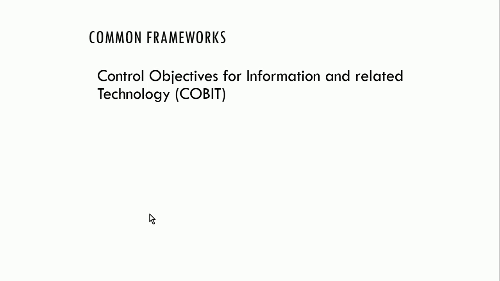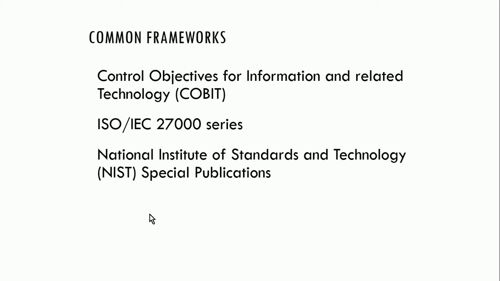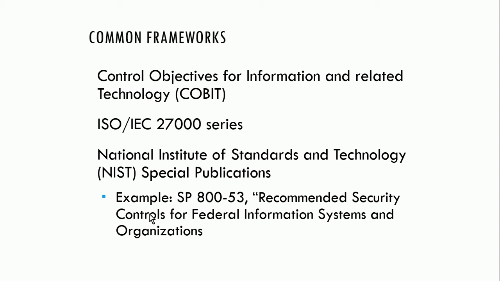So some of the common frameworks that your book mentions: one is the Control Objectives for Information and Related Technology, or COBIT, which is very popular. There's the ISO series of standards for IT security policy. The National Institute of Standards and Technology also publishes various standards and policies. For example, SP 800-53, which is recommended security controls for federal information systems and organizations. So that would be used within the federal government.